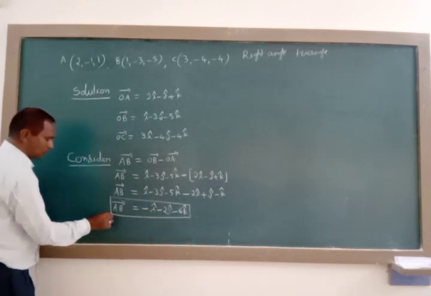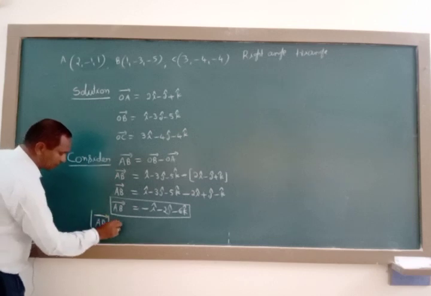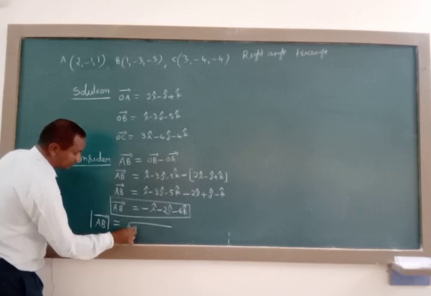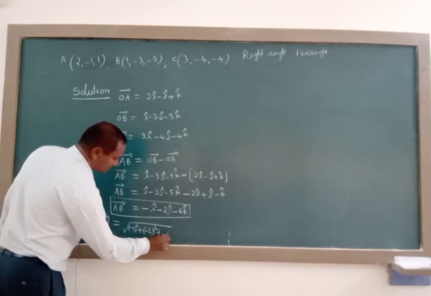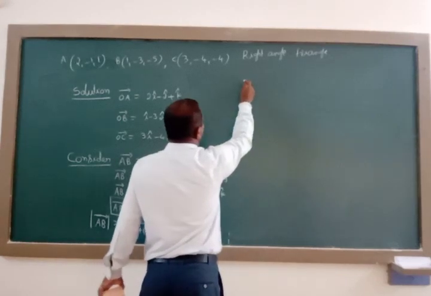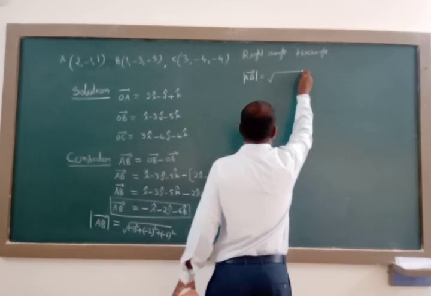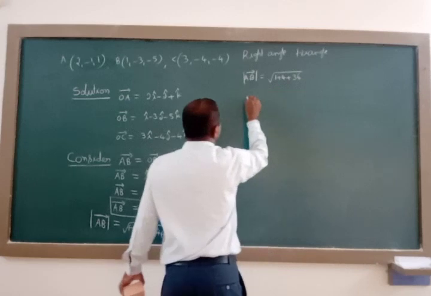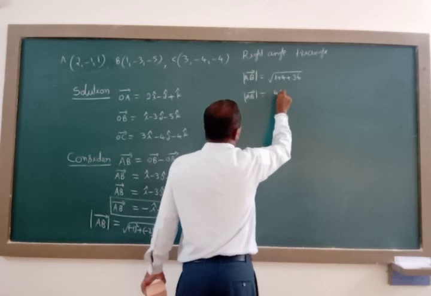At the same time, you have to find its magnitude also. Consider the magnitude of AB bar is equal to square root of minus 1 whole square plus minus 2 whole square plus minus 6 whole square. That is, the magnitude of AB bar is equal to square root of 1 plus 4 plus 36. That is, the magnitude of AB bar is equal to square root of 41.